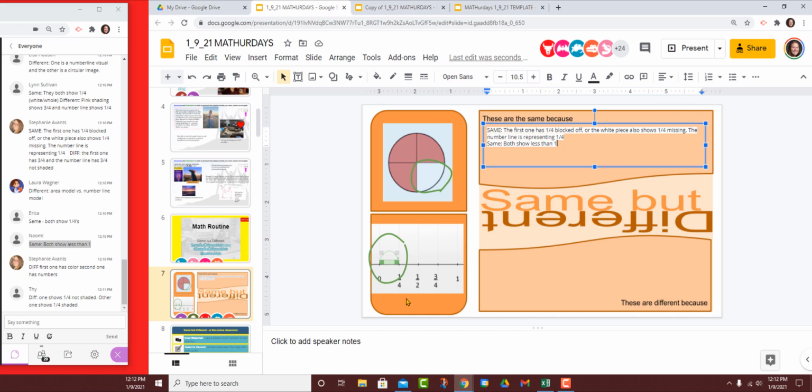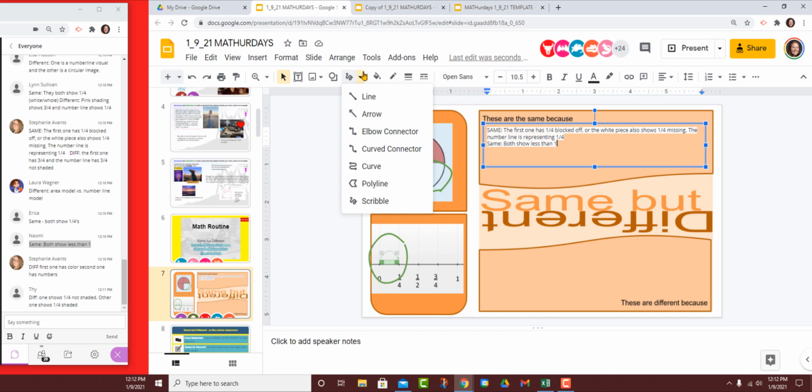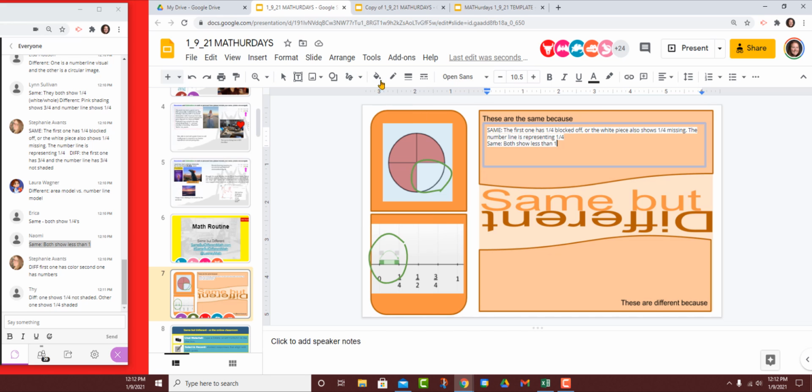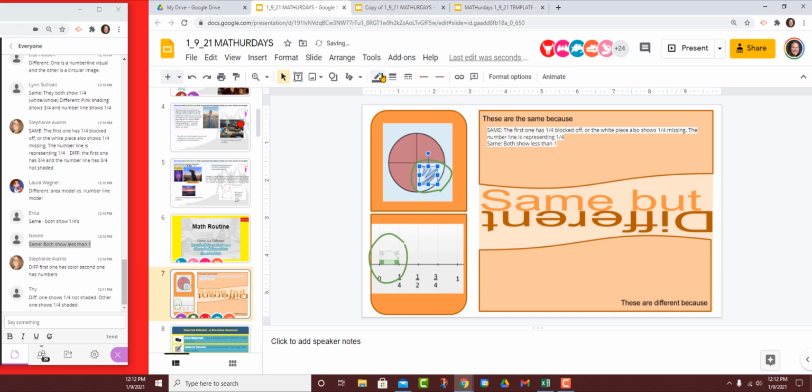I needed to put my mic on. Because if they were to show 1 whole, the entire circle would be full. And if it were to show 1 whole on the number line, that little bar would stretch from 0 all the way to 1. And in both cases, that doesn't happen. So I know that less than 1 is being either shaded in the circle or not shaded. In both cases in the circle, you could see less than 1. And then in the number line, you can see less than 1 because of the 1/4.